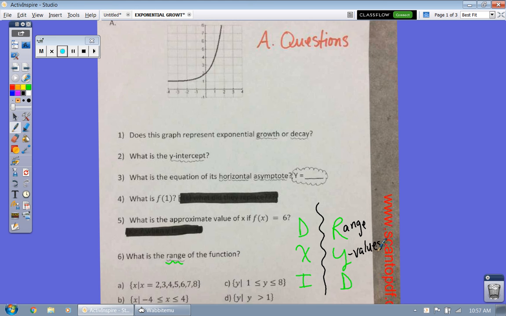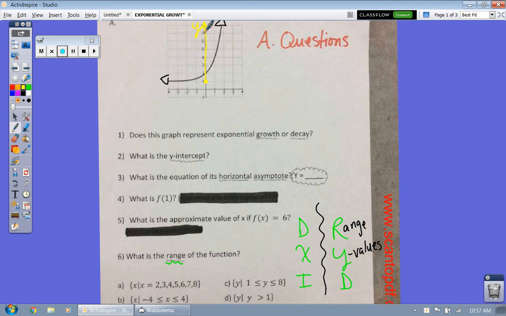Ask yourself this question. How far in the y direction does this graph travel? Now we're going to pretend like it has arrows here. I should have put arrows on the end. So let's pretend like this graph starts somewhere. Where do you think this graph starts in the y direction? If I look in the y direction here, where does it start? It looks like it starts at 1 and goes up forever.